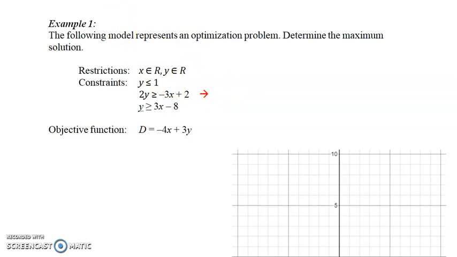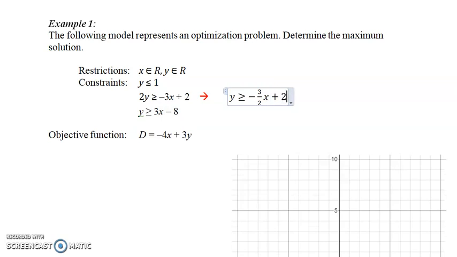Second one, we'll divide everything by 2. So when we divide everything by 2, we'll end up with y greater than or equal to negative 3 halves x plus 2, when that's all rearranged. And remember, we didn't do anything with the first one, so it's just still less than or equal to 1. And even the last one, we're good to go with the last one as well. Don't have to touch that one.